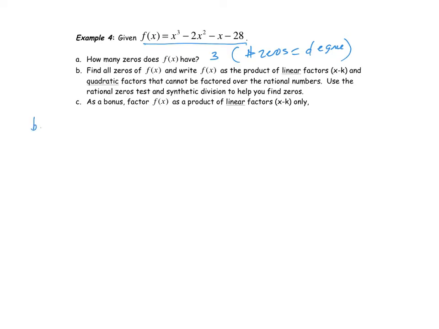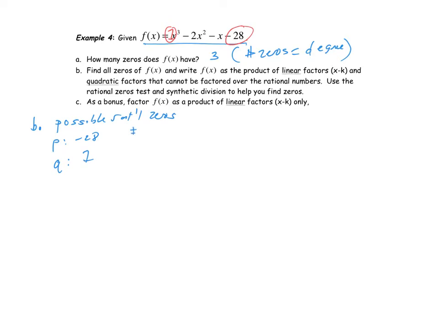So what we're going to do to start part B is we're going to get a list of the possible rational zeros using the rational zeros test. So P, in this case, are going to be factors of the constant term, which is negative 28. So we're going to find factors of negative 28. And Q is, values for Q are factors of the leading coefficient, which in this case is 1. And remember, that's a lot easier because we're just dividing by plus or minus 1.